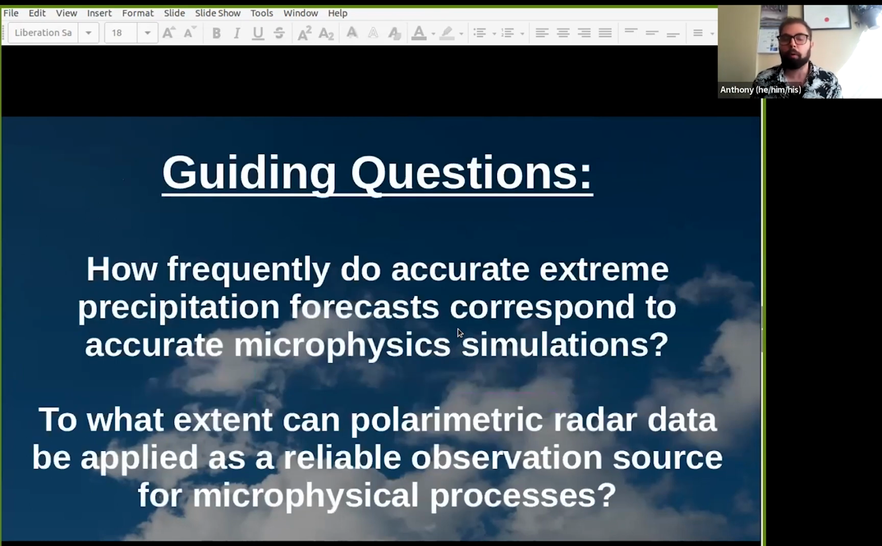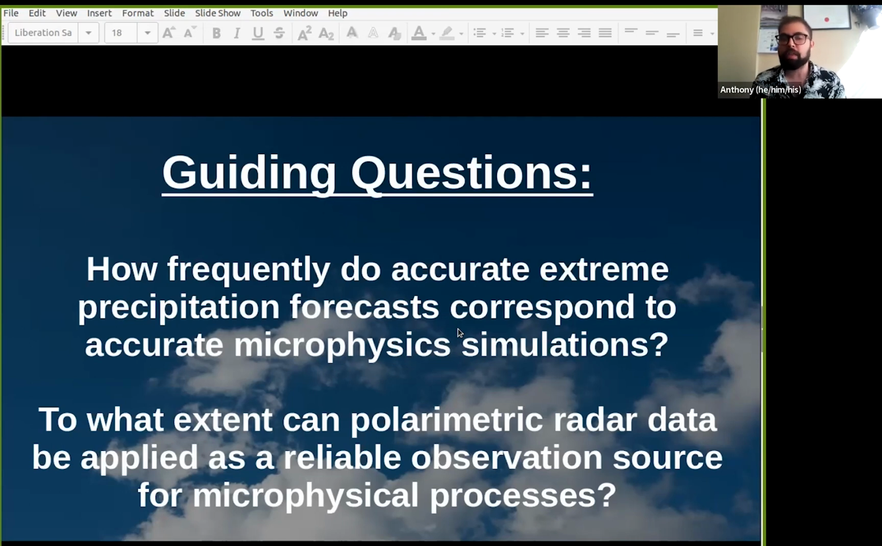The guiding questions, therefore, of my research are two. First, how frequently do accurate extreme precipitation forecasts correspond to accurate microphysics simulations? For most purposes, and practically speaking, people might be satisfied with a very high performing extreme precipitation forecast for, let's say, an atmospheric river event. But we hope in the NWP community that those accurate forecasts are informed by appropriately simulated microphysics parametrizations. And we know from very much literature over time that there are lots of issues that need to be worked on to make these microphysics schemes more accurate.